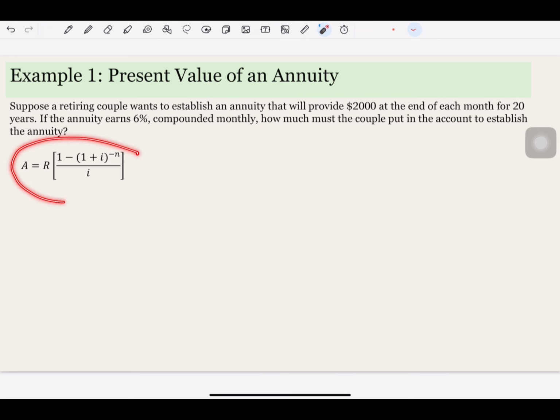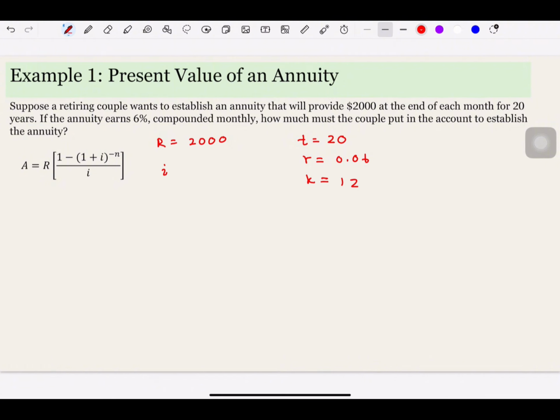So we have to use this formula to get the present value. Let's get these values. Here R is the regular payment, so R is going to be $2,000. T is 20 because they need to have money for 20 years. And r is the annual interest rate, which is 0.06. This is compounded monthly, which means k is going to be 12.